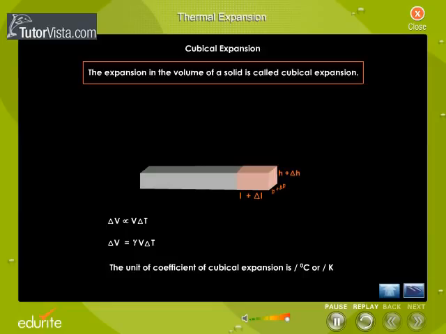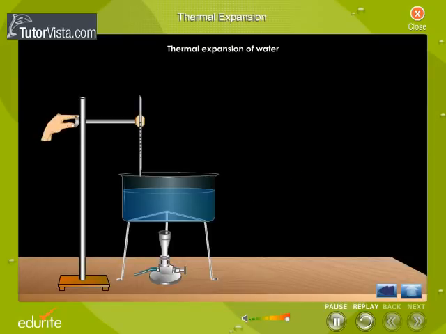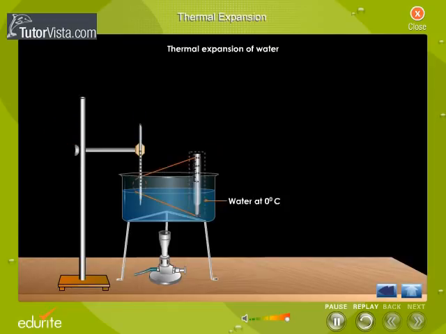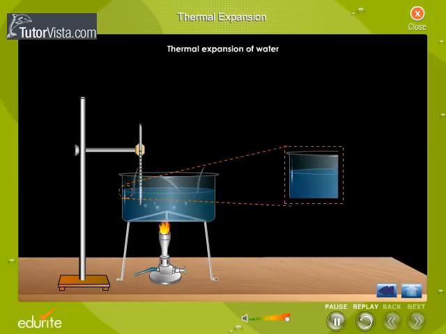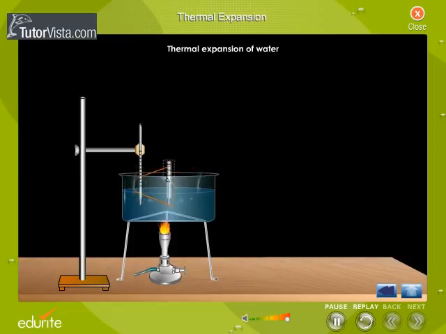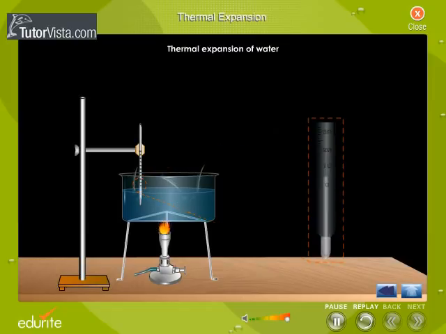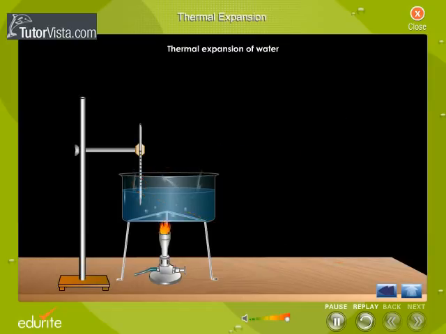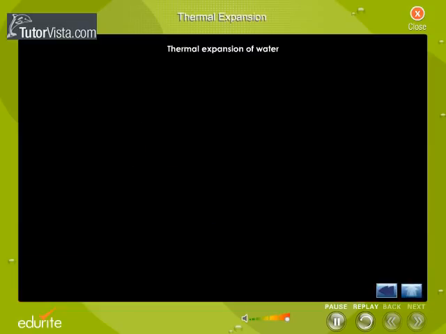Gases and liquids also expand on heating like solids, but water behaves in a different way. Let us now see what happens when water is heated. Thermal expansion of water. When water at 0 degrees Celsius is heated, it contracts till 4 degrees Celsius instead of expanding, and behaves like any other liquid above 4 degrees Celsius. This behavior of water is referred to as anomalous expansion of water. Anomalous means irregular or deviant feature.